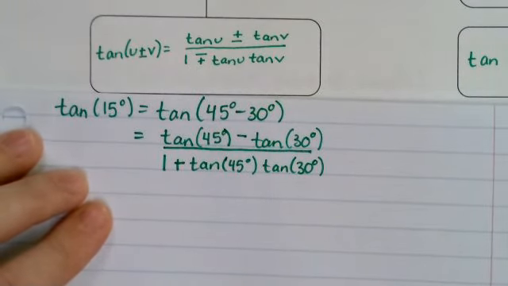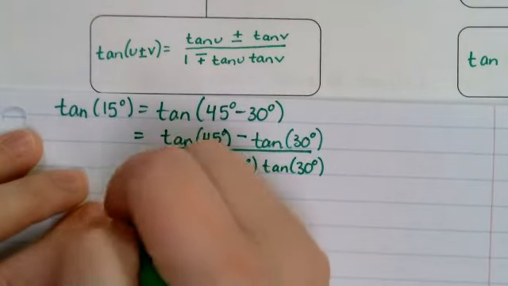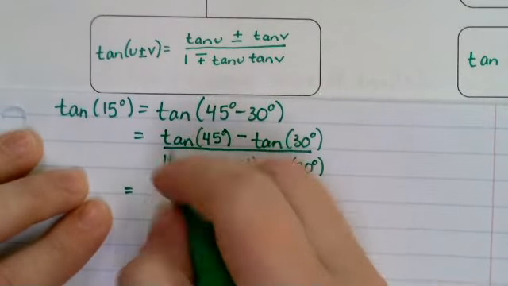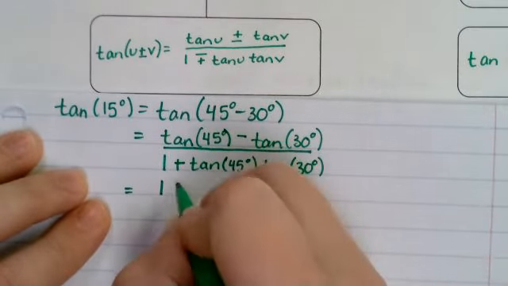And then it's going to take us a few minutes to clean this up. But honestly, we've used the identity. We just need to clean it up a little bit. All right, let's plug the values in. Tangent of 45, you look on your unit circle, it's going to give you 1.